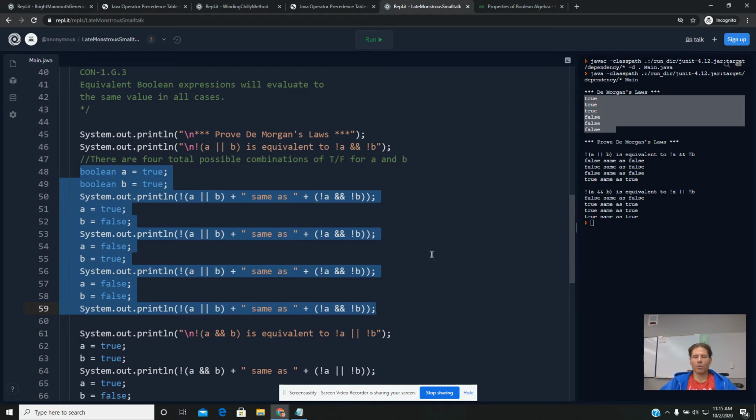Okay. They could both be true. They could both be false. A could be true while B was false. A could be false while B was true. That's it. And that makes sense.